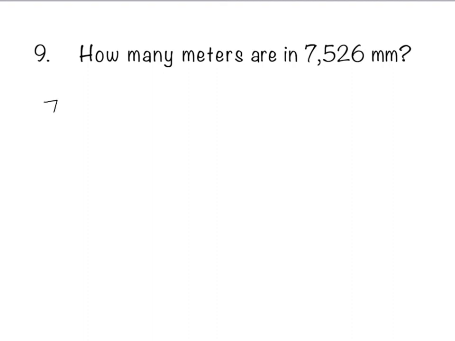Well, as always, we need to start with what we know. 7,526 millimeters. If I want to convert this to meters, I have to know the relationship between millimeters and meters. Well, I want millimeters on the bottom so they cancel. Meters will go in the numerator. I always give the larger measure the unit of 1. And so because meters are larger than millimeters, I have 1 meter, and the prefix milli means 1/1000th. And so 1,000 millimeters and 1 meter are the exact same thing.